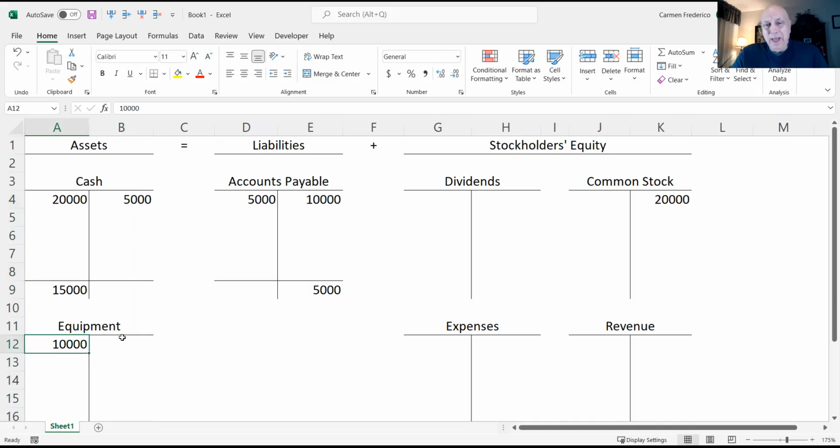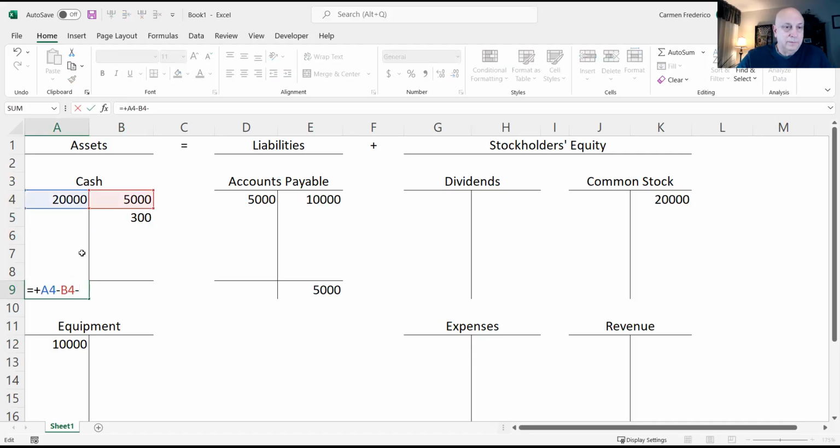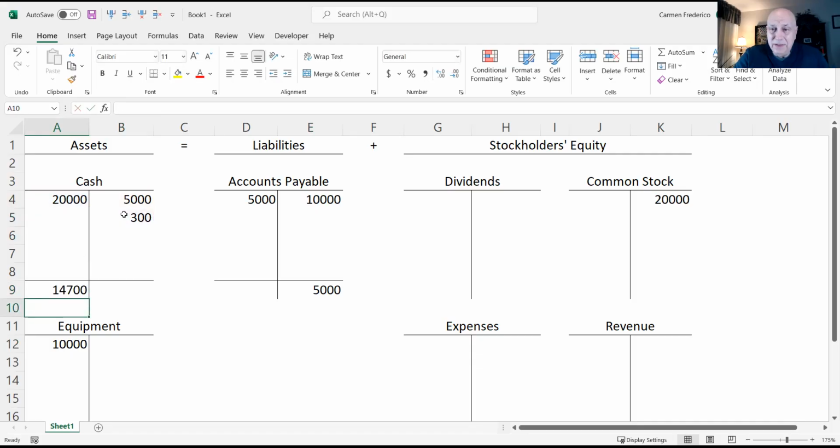Okay. Let's say we paid $300 for some supplies to be used right away, this week. We're going to use $300 worth of supplies. So we paid for that in cash. What's happening? Cash is going down. So we'll find the cash account, increases on the left, decreases on the right. So we put the $300 decrease on the right. So now our new balance is going to be $14,700.